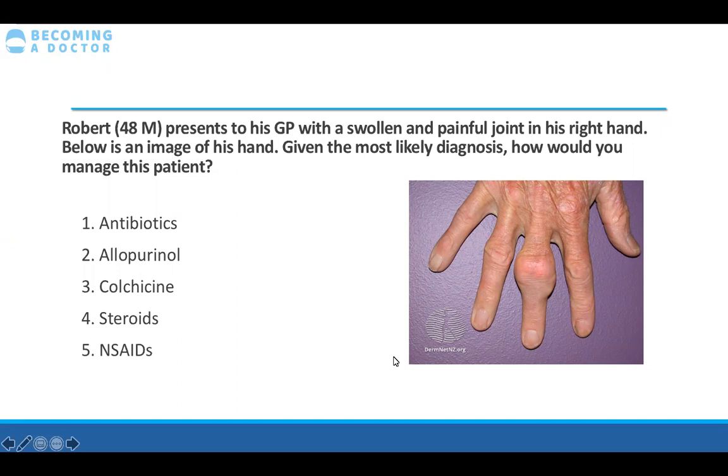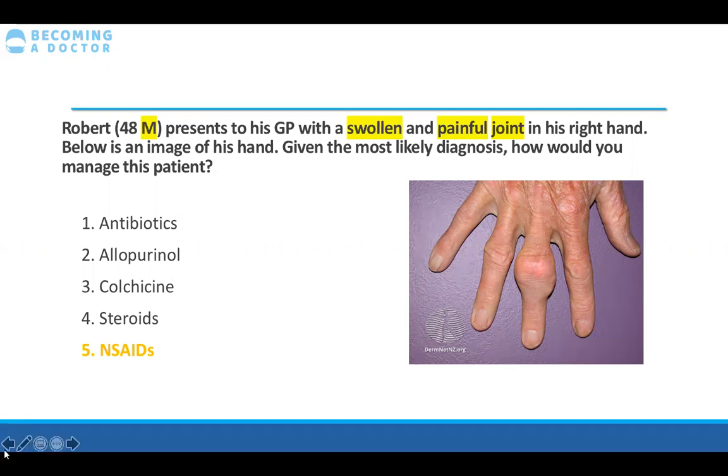Right, I'll give you guys a few more seconds to put in any votes. Okay, so the majority of you have said NSAIDs, which is the correct answer. And we got a vote for allopurinol, which in this instance wouldn't be correct, but it can be. So let's just discuss the answers. So here you've got a male with a swollen and painful joint. I'm hoping that you thought the diagnosis was gout.